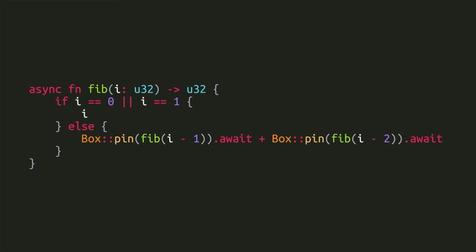To call an async function recursively, you do need to add some indirection to it, like these box pin calls. Otherwise, the state of the async function would have an infinite size, and currently, computers do not have an infinite amount of RAM.